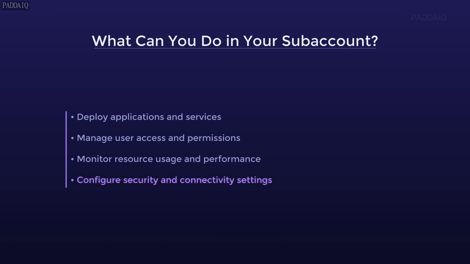Configure security and connectivity settings. This means setting up who can access your applications and how they connect to other systems. For example, you can define that only employees from the HR department can access a specific payroll application. This foundational step ensures your solutions are both accessible to the right users and protected from unauthorized access.